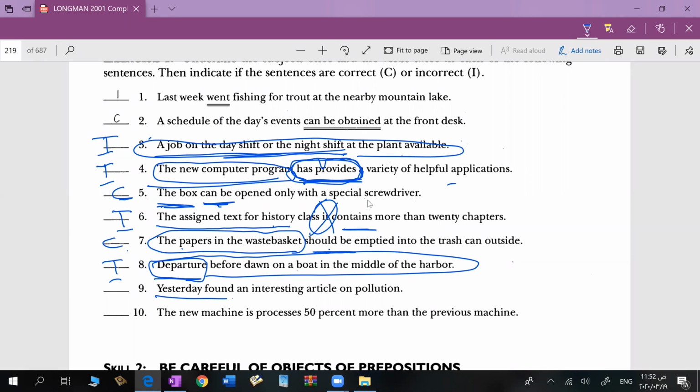Yesterday found. Can I say yesterday found? Found is a verb. Yes. And the subject must be before the verb. So I should say, yesterday a man found an interesting article. Yesterday I found an interesting article. So this is incorrect.